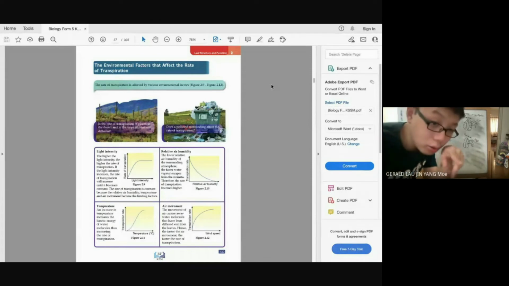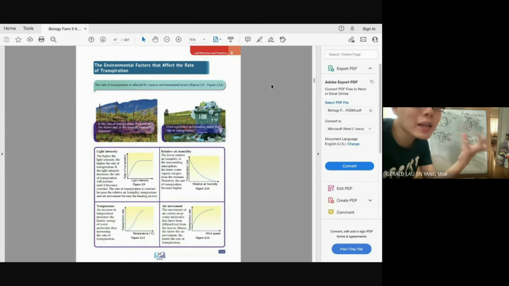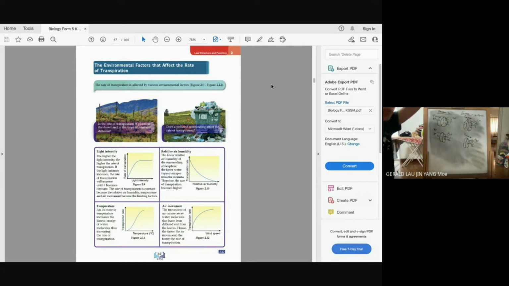But then you see, it will become constant once it reaches a level because of other factors, maybe the air humidity, the temperature, and air movement. It will become the limiting factor. Same for temperature, because when the temperature increases, the kinetic energy of water molecules increases the rate of transpiration. That's why you need more water for transpiration.